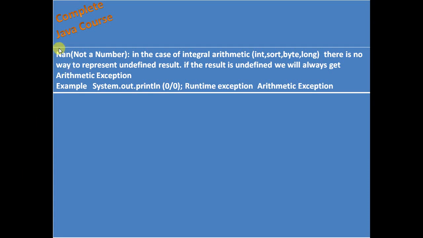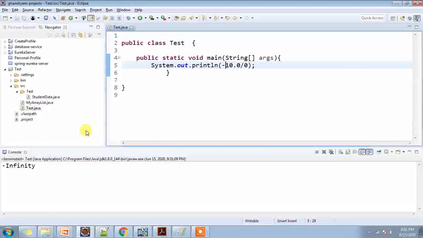Not a number. NaN is not a number. In the case of integral arithmetic like int, short, byte and long, there is no way to represent an undefined result. If the result is undefined, we will always get an arithmetic exception. Suppose we divide 0 by 0, then at runtime we will get an arithmetic exception. Suppose you are trying to divide 0 by 0, you will get an arithmetic exception.